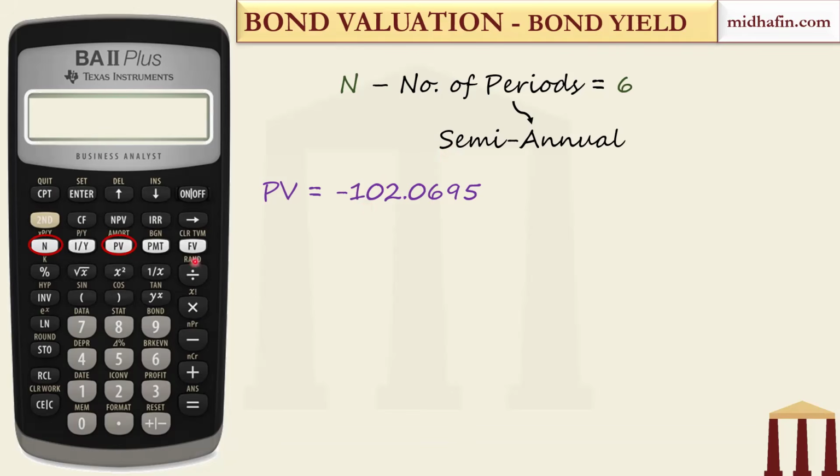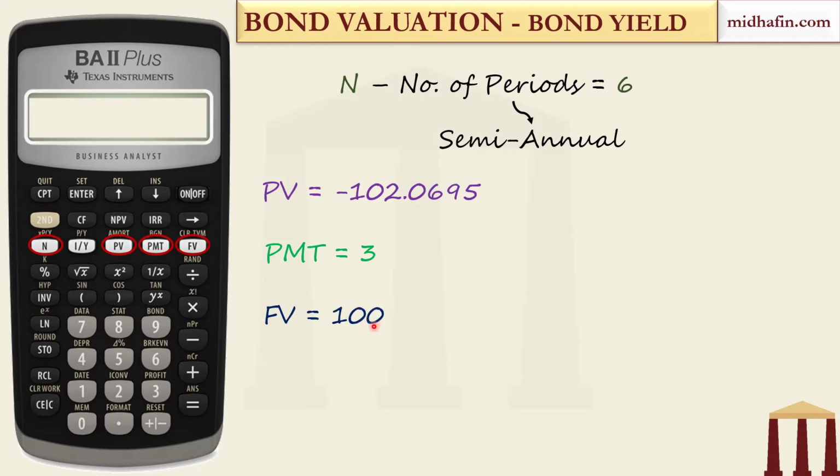Do you remember what is PMT? What is the meaning of PMT? Regular payment, right? So in this case, it is the coupon. How much coupon are we receiving? $3. So PMT is 3. What is FV? FV is 100. Perfect.